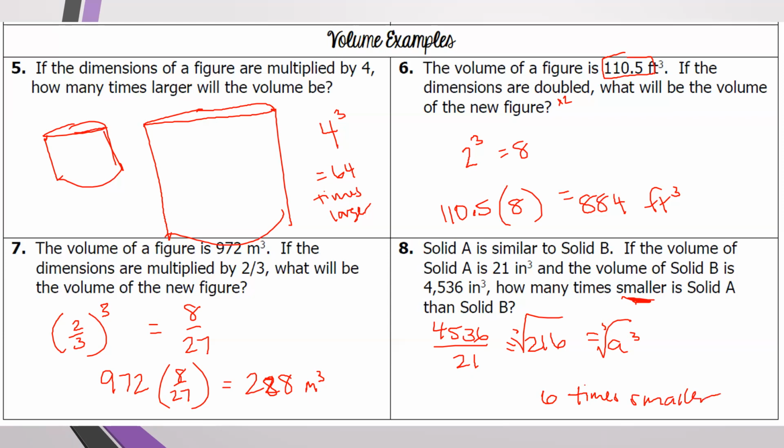Right, because we went from solid A, which is similar to solid B, but the volume of solid A is 21. The volume of solid B was 4,536. How many times smaller is solid A to solid B? You could also say that solid B is 6 times bigger than solid A, if you wanted to word it that way.